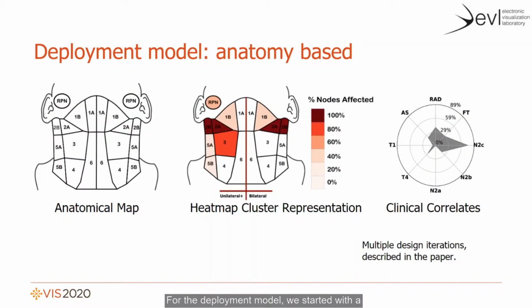For the deployment model, we started with a simplified anatomical map of the disease spread in the head and neck. From this map, we created a cluster representation for each cluster, in which we heat mapped the percentage of cluster members with affected nodes in a particular region. Finally, we added a radial visual encoding to show clinical correlates and toxicity. Again, we arrived at this representation through multiple design iterations described in the paper.